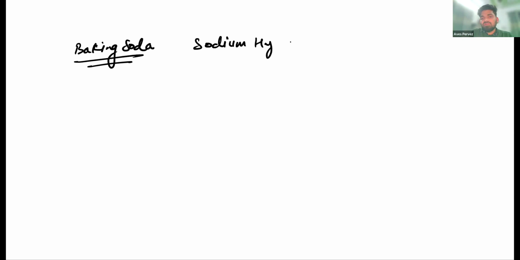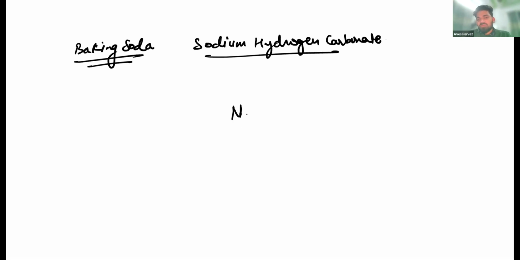Next, there are some compounds whose molecular formula you need to memorize. Actually, their common names are more famous than their chemical names. For example, baking soda. So baking soda is actually sodium hydrogen carbonate. So what should be the formula of sodium hydrogen carbonate? Let me help you. Sodium is Na, which is going to have +1 valency, and hydrogen carbonate is HCO3, which is going to have -1 valency.